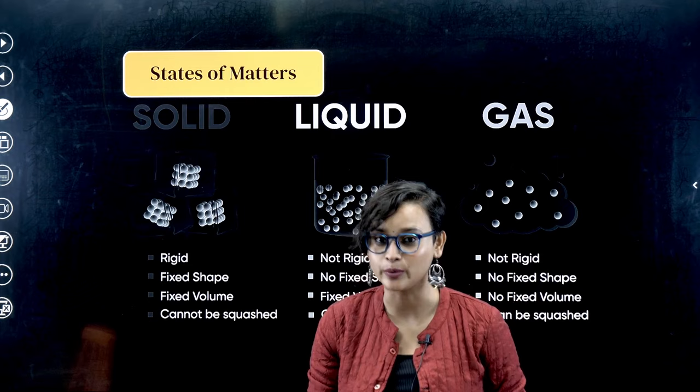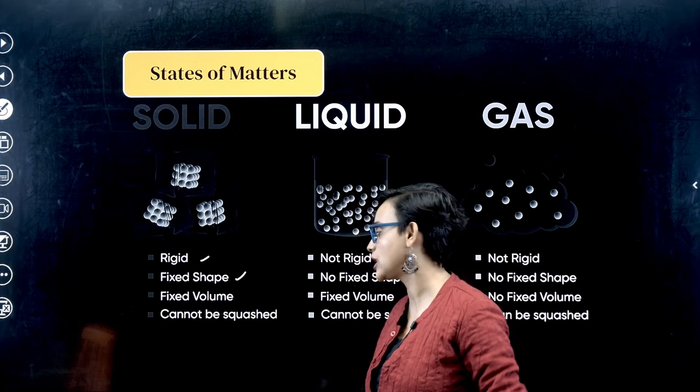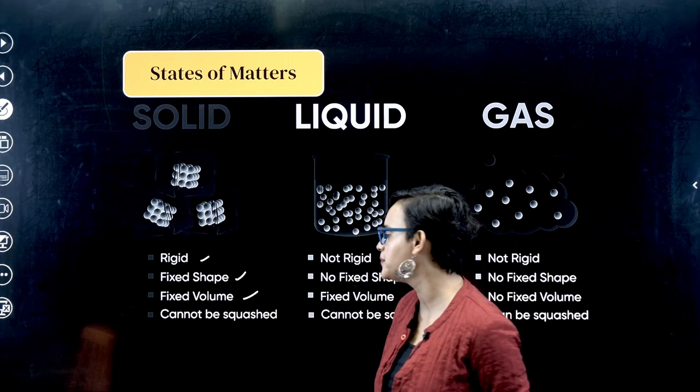Right? Yeah. So it's rigid. Yes, it has a fixed shape. You see, it has a fixed shape. It has a fixed volume and it cannot be squashed. It's not squashable, right? Now, when we move to liquid, we see that liquid is not rigid.